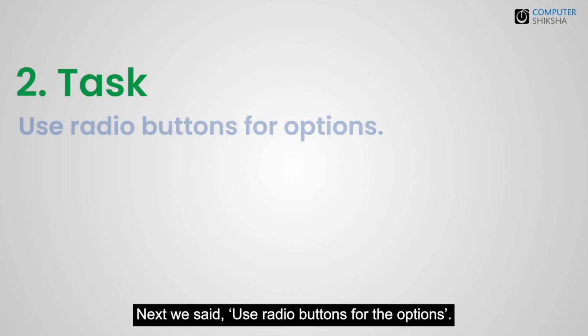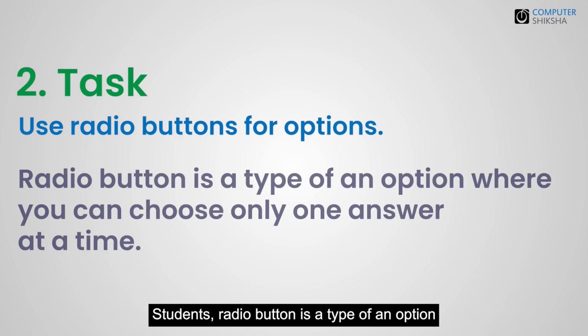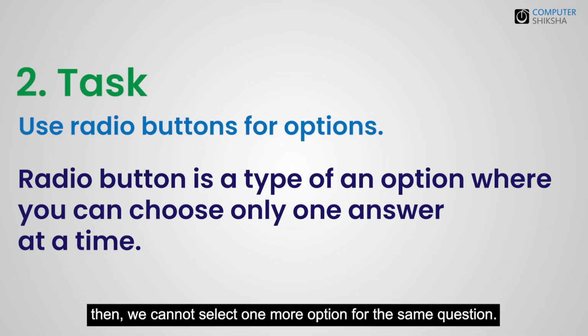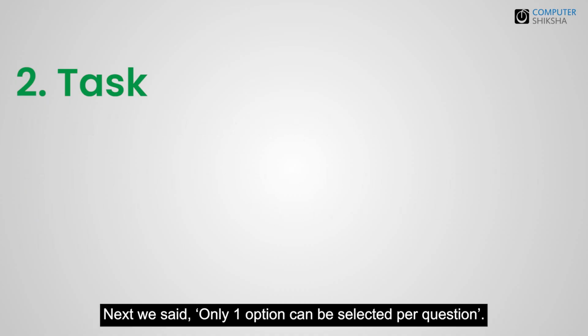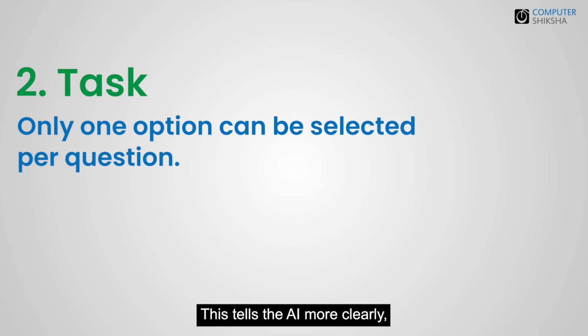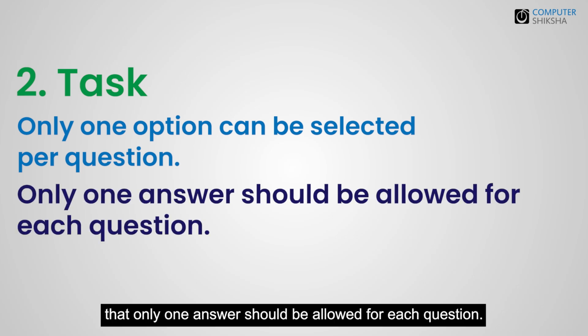Next we said, use radio buttons for the options. Students, radio button is a type of option where you can choose only one answer at a time. This means if we select one option for a question, then we cannot select one more option for the same question. Next we said, only one option can be selected per question. This tells the AI more clearly that only one answer should be allowed for each question.